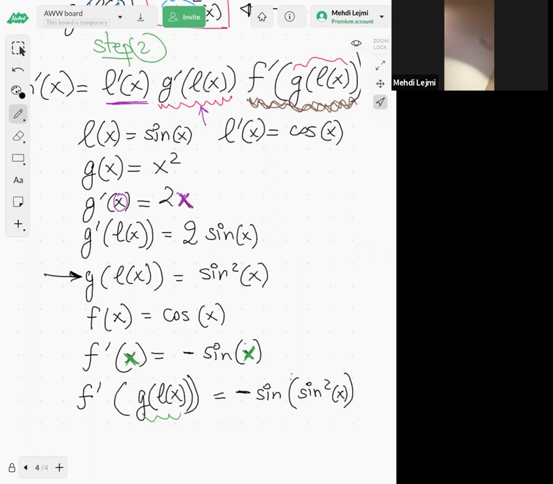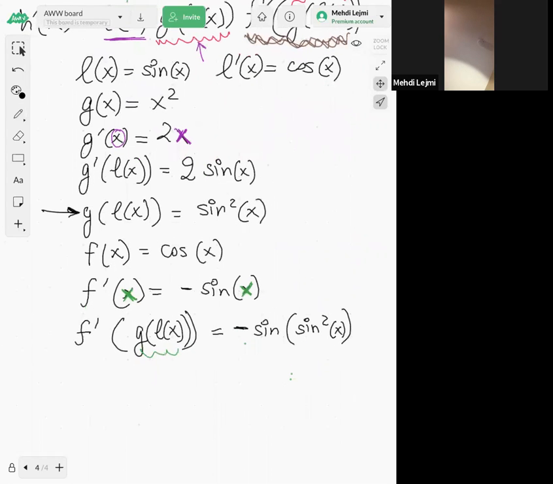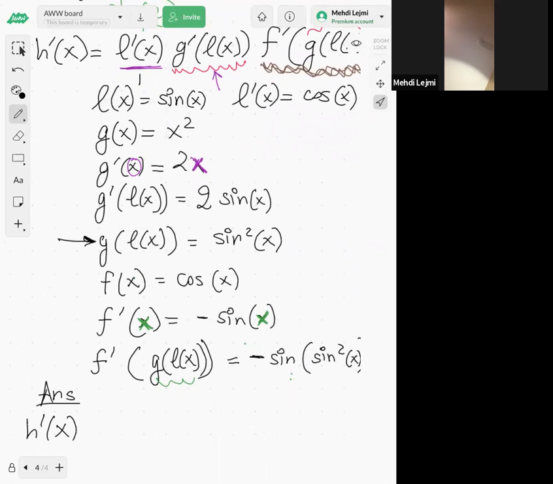All right. Now I have everything I need to compute my h prime, my final answer. So first, for h prime, we need L prime. L prime is the cosine of x. So it's cosine of x times G prime of L of x, which is 2 sine of x, so times 2 sine of x.